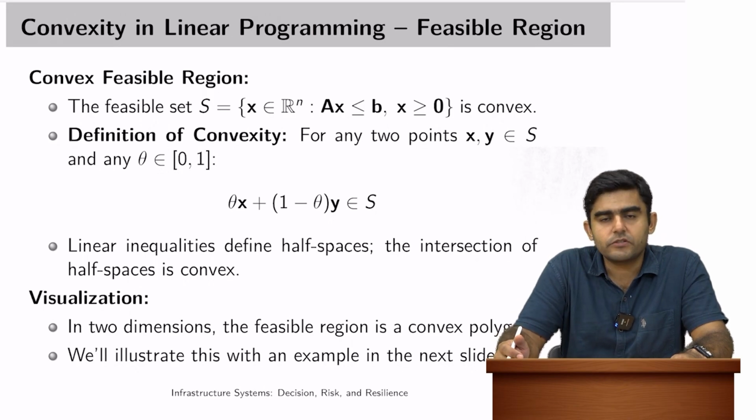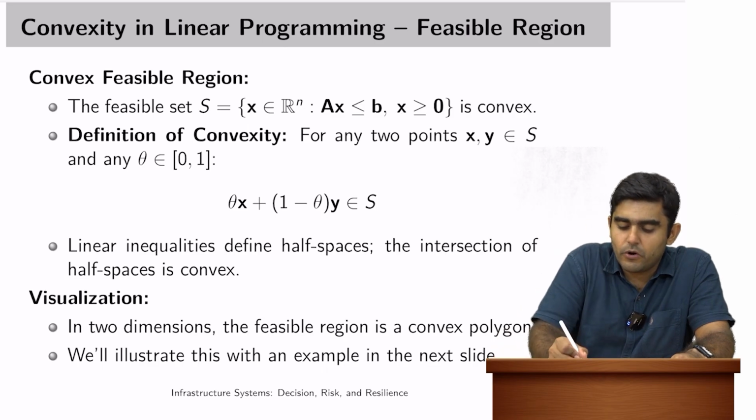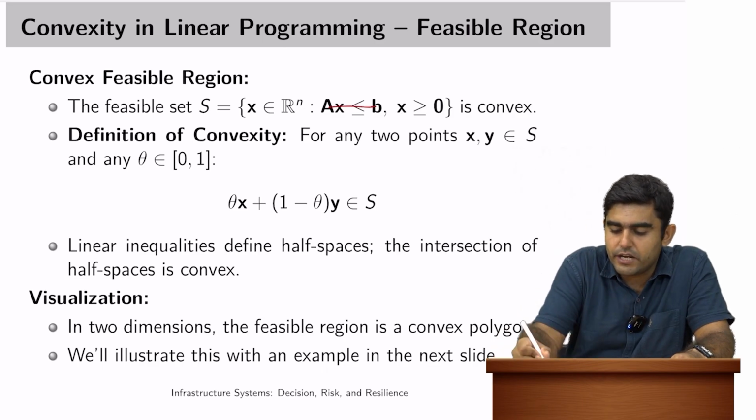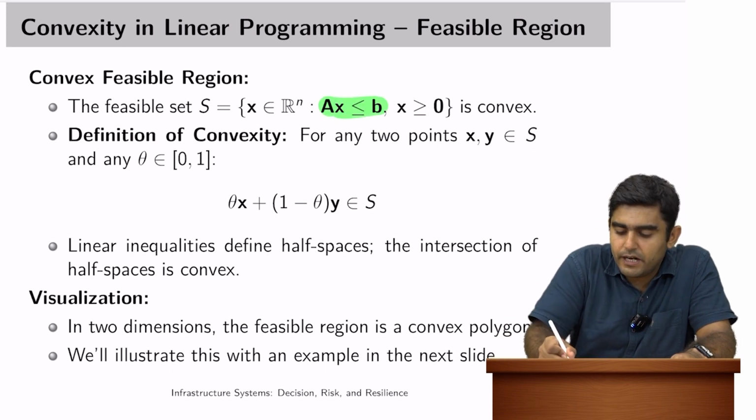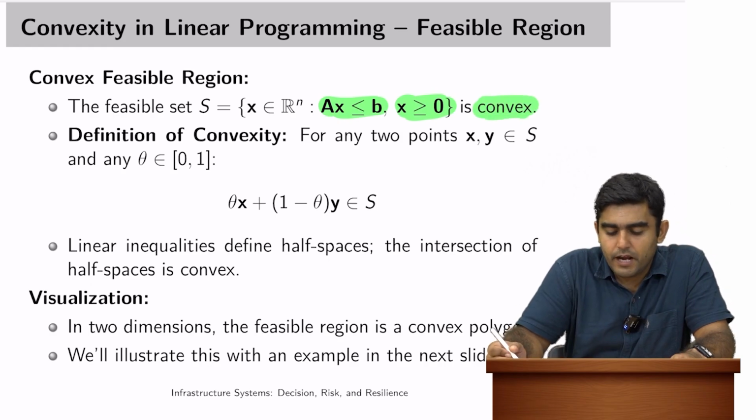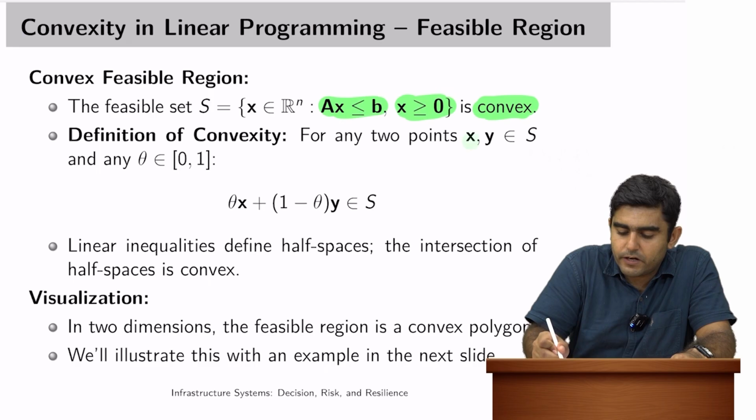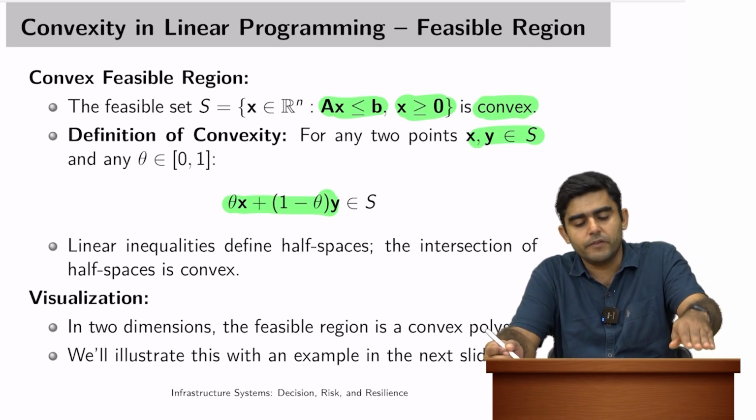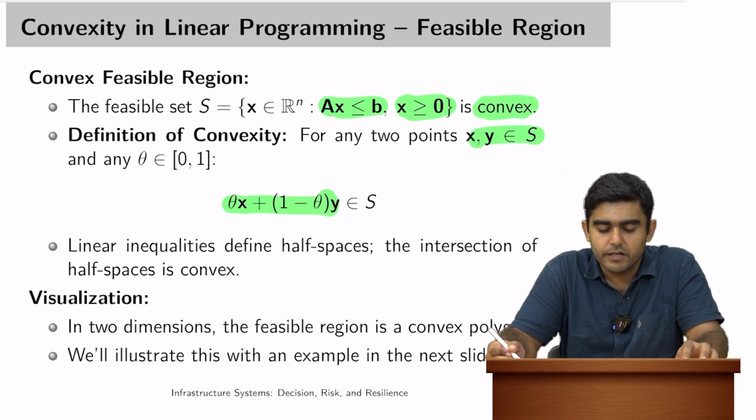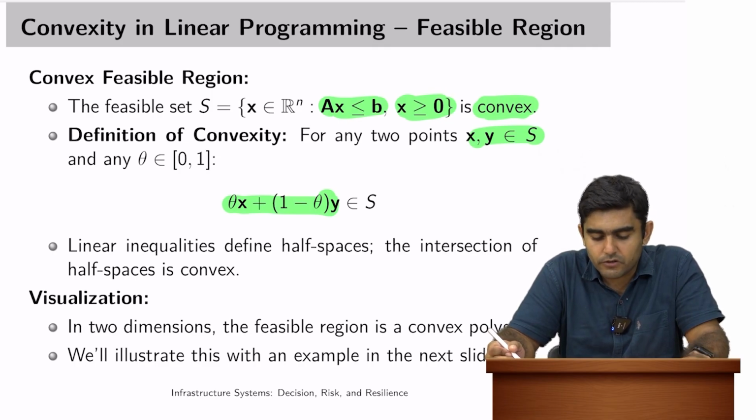So, putting this together, the feasible region S for this family of constraints, Ax less than or equal to b and x greater than or equal to 0, is convex. And we already mentioned, for any 2 points x and y belonging to S, as long as theta x plus 1 minus theta y is contained within that particular set, we would be able to call that set convex and so on.